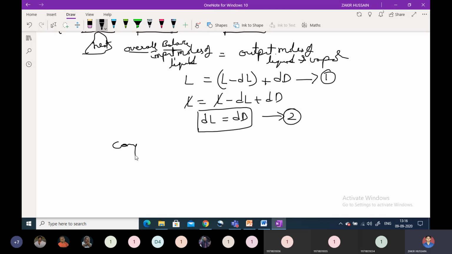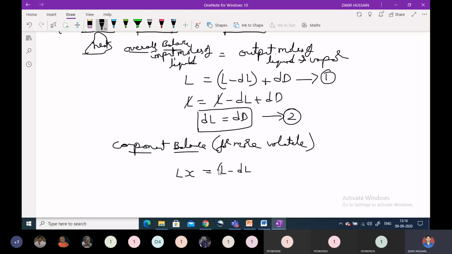Then if you apply a component balance for the more volatile component, the input is L, and for the more volatile component it is X. Then L minus DL moles are already left in the still, with concentration of more volatile component X. And DL has composition of more volatile component x plus dx, plus DD amount found as distillate, where the composition of the more volatile component in the distillate is Y. Y is not differential. So Y DD we can write.